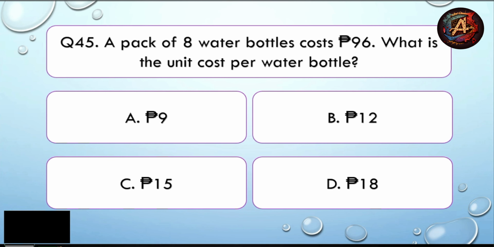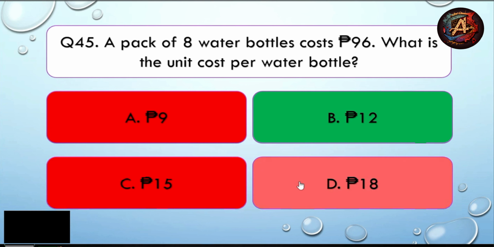What we'll do is you just divide it. So 96 divided by 8. And the correct answer for that is, of course, letter D, 12. Alright, so very easy, right, my dear math learners? Now let us go to question number 46.